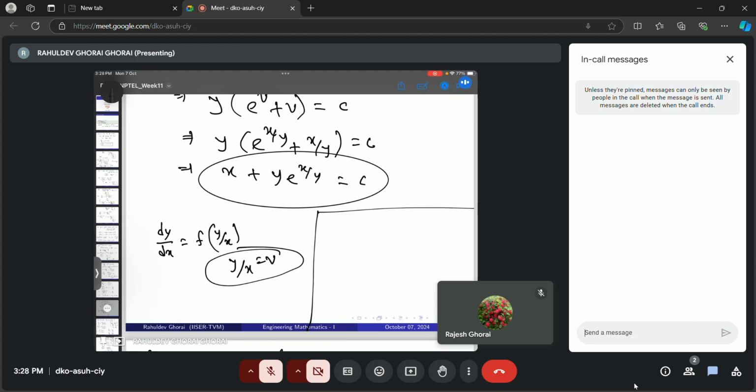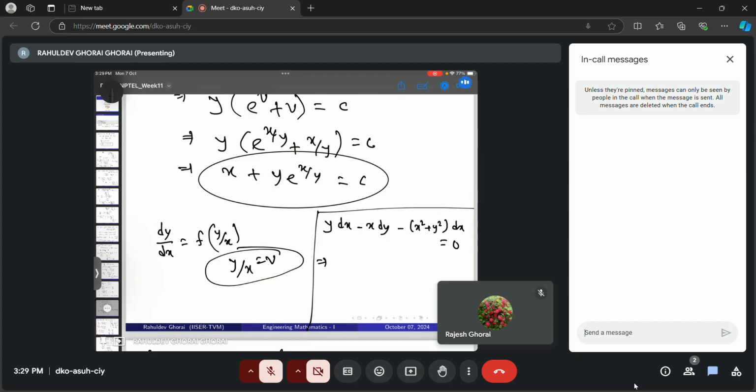So now let's have a differential equation like this: y dx minus x dy minus x square plus y square times dx, and suppose this is equal to 0. So how to solve this one? I'll let you know why I'm telling this at the end.